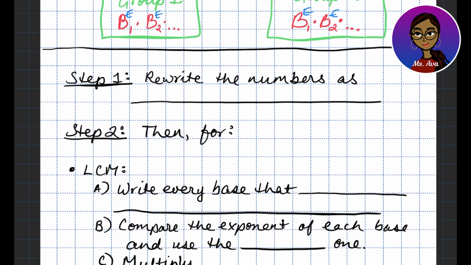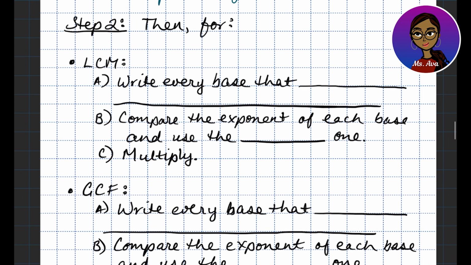Step 1, rewrite the numbers as what? Prime factors? Yes, you want to do the prime factorization of those numbers. And then for the LCM, what did we do? Write every base that what? You write every base that shows up, in either of the two groups. Yes, you write down every base that shows up.